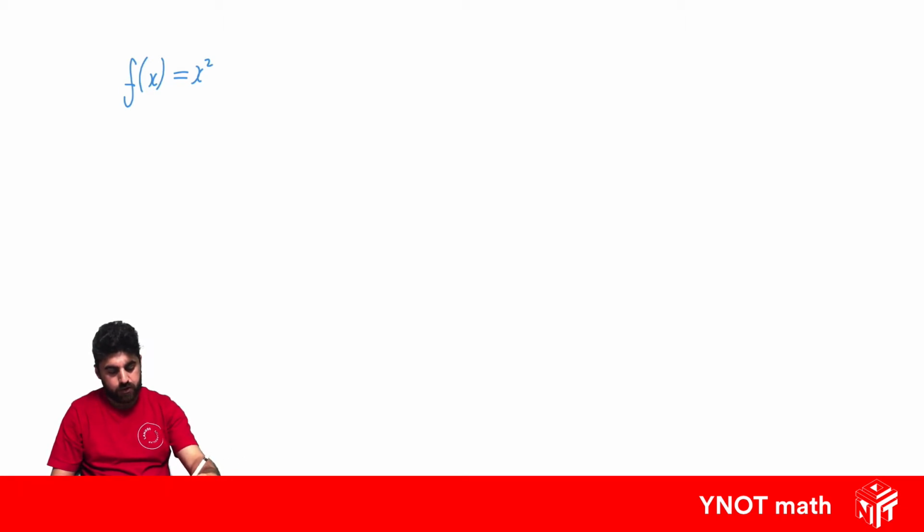Our first principle formula helps us find the gradient of a tangent, and the formula is the limit as h approaches 0 of (f(x + h) - f(x)) over h. So let's look at how we can use this. We know f(x) is x squared. So what we want to find is f(x + h).